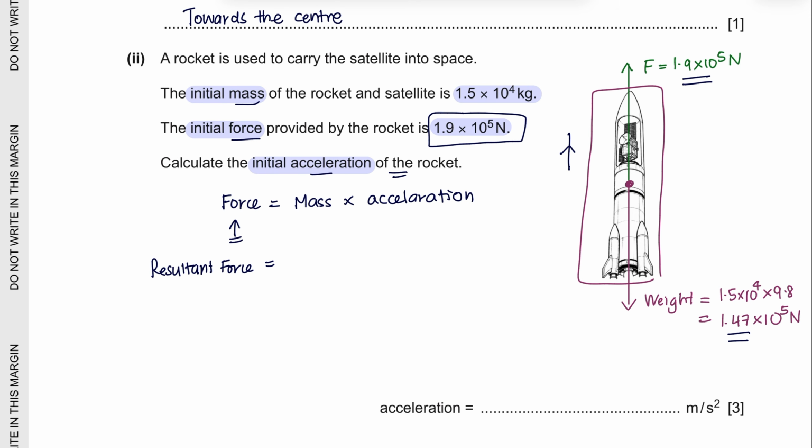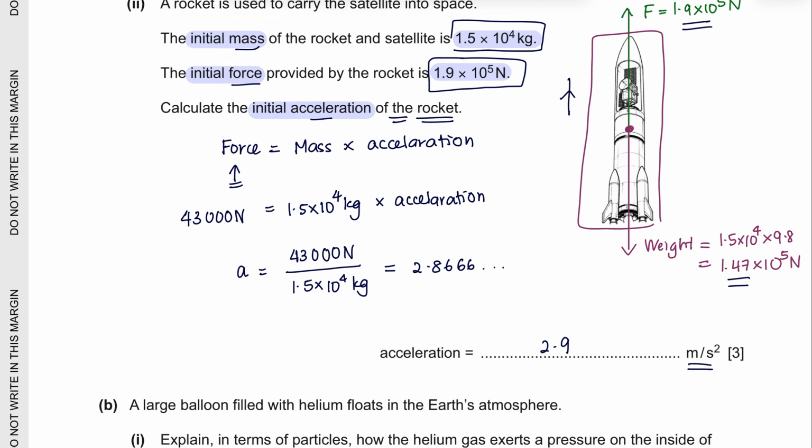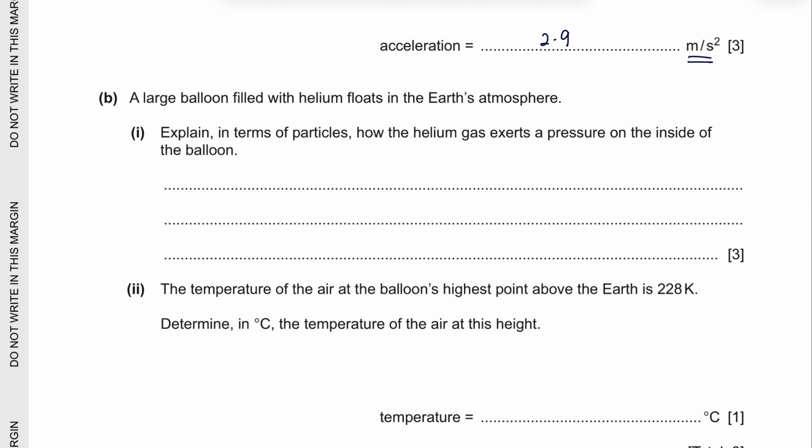So the force here would be your resultant force, being the force upwards minus the force downwards, which is 43,000 newtons. And to accelerate the rocket, which contains both the rocket and the satellite, has a total mass of 1.5 times 10 to the power of 4 kilograms. Now we can just rearrange our formula to get an acceleration of 2.8666. In two significant figures that would be 2.9, and the unit has been given to you, which is meters per second squared. Next question, part B.